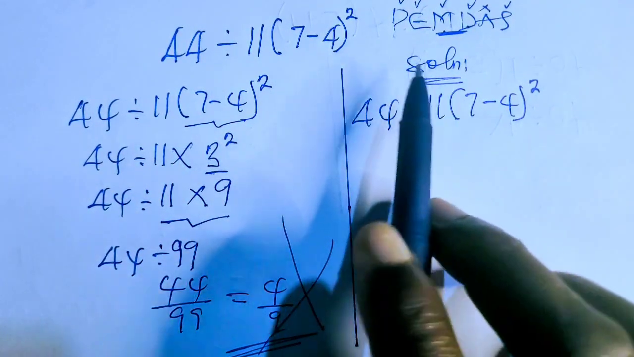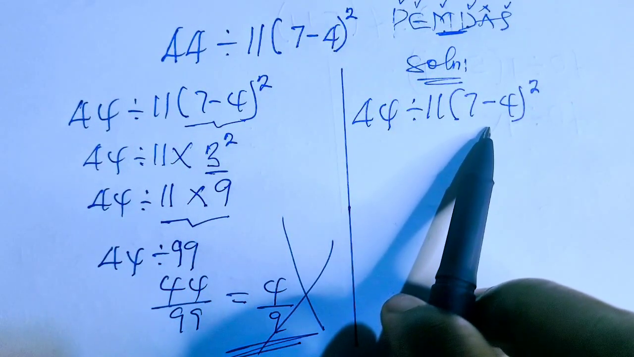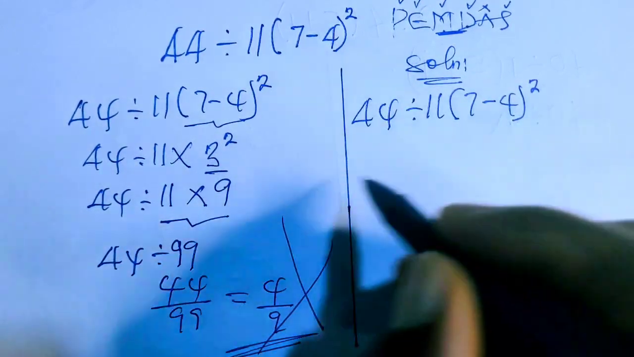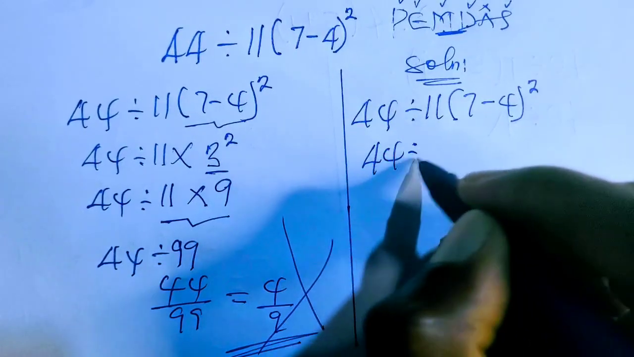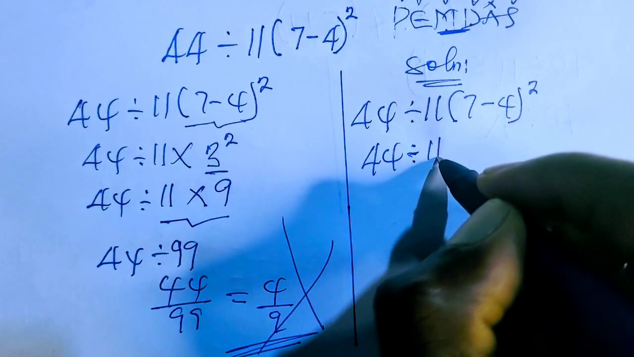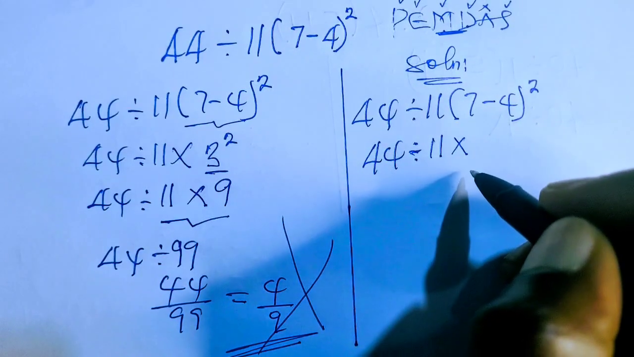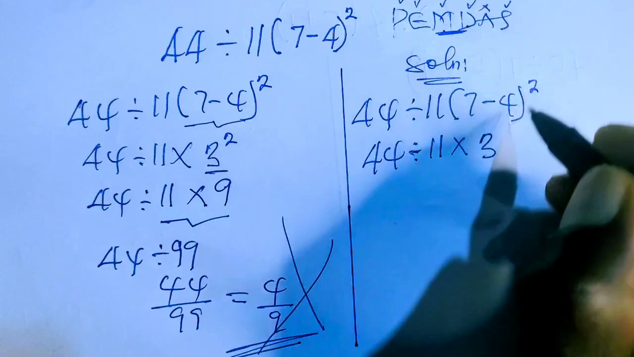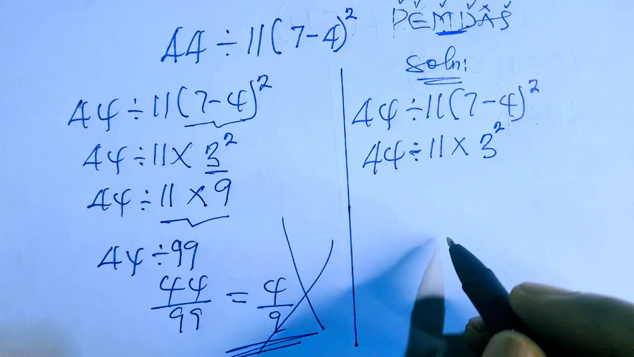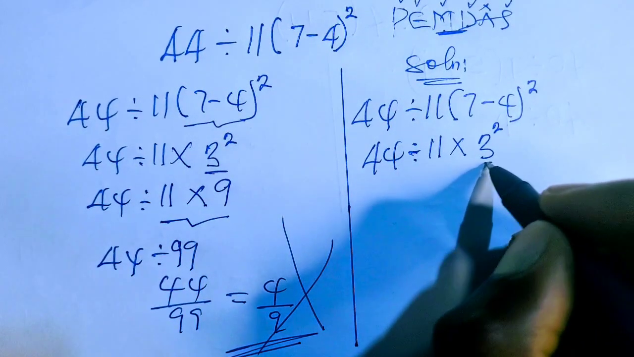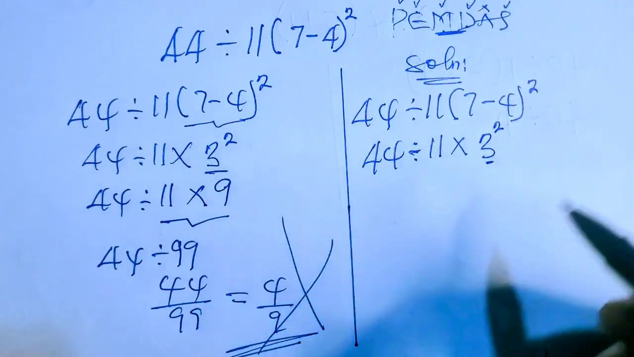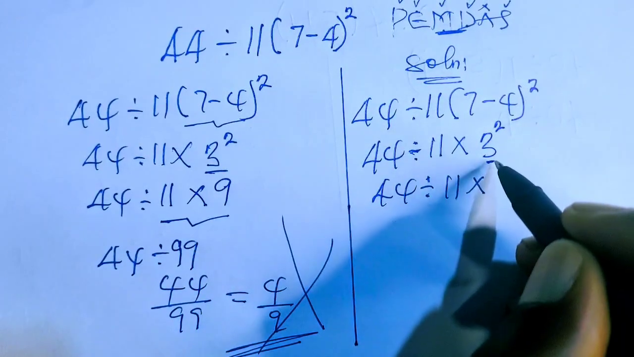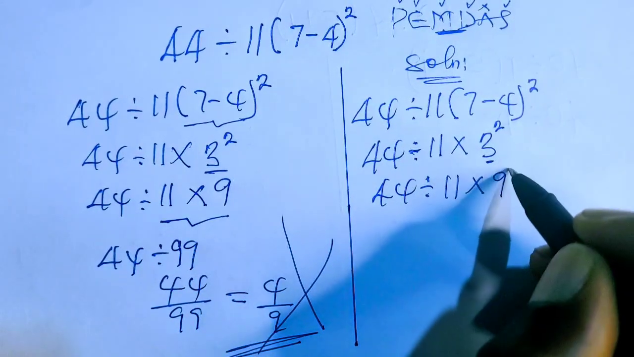Now, we are going to first of all consider the brackets or the parentheses. As such, we need to simplify the terms inside these parentheses first, and the expression becomes 44 divided by 11. Because of this parenthesis, you're going to have multiplication here. 7 minus 4 will give us 3, to the power of 2 here. Then next, we have exponents. We need to simplify this. Then the expression becomes 44 divided by 11 multiplied by 3 to the power of 2. That gives 9.